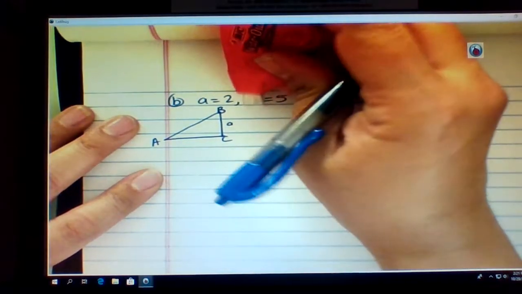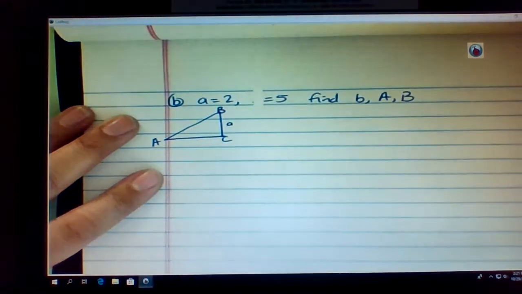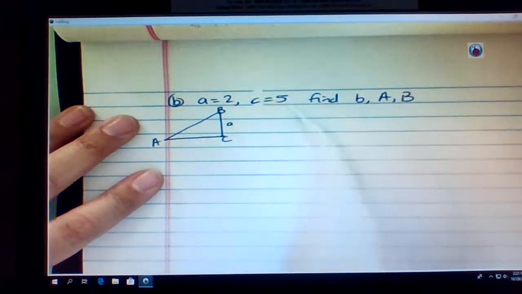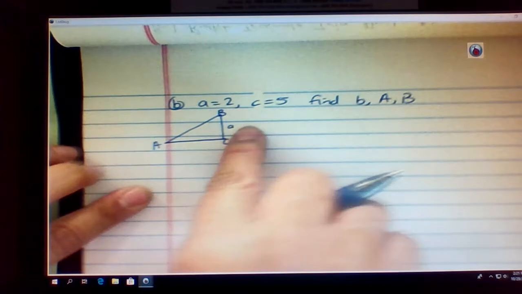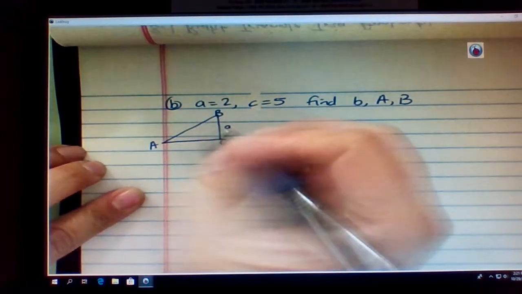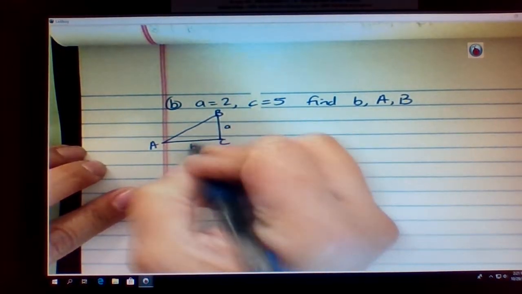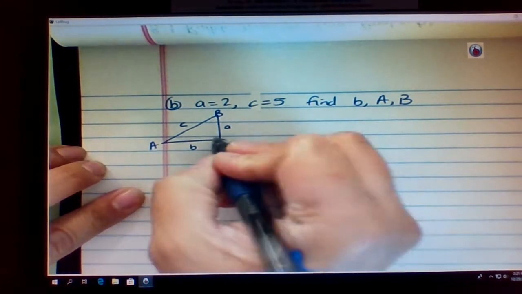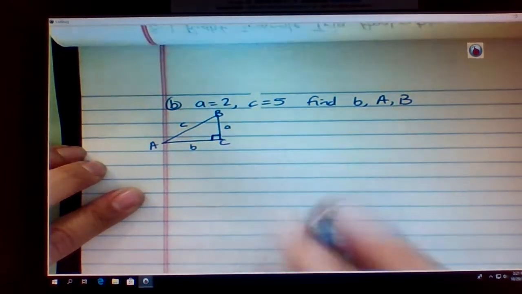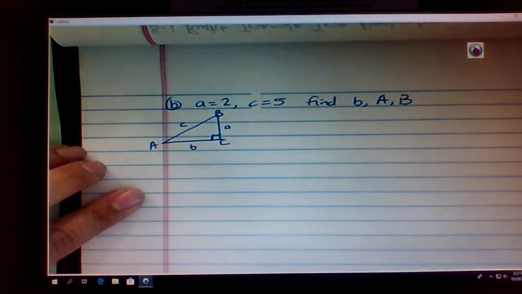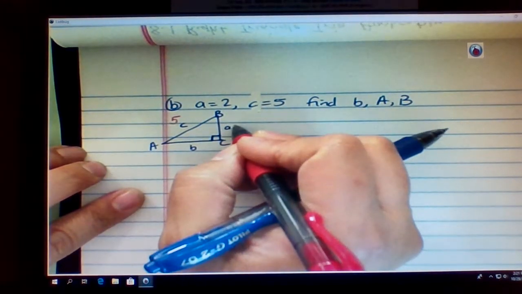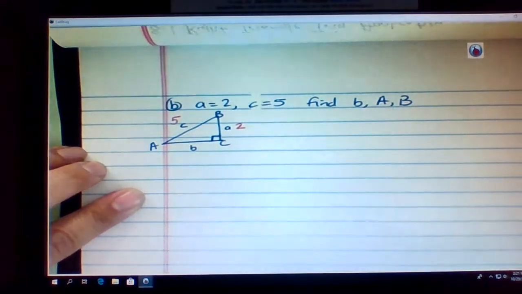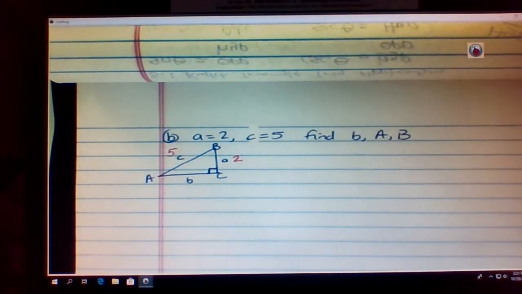So this is supposed to give you a and c. My bad. Thank you, ma'am. So that's little a, opposite of angle A. This is little b, opposite of angle B. This is little c, opposite of angle C, which is 90 degrees. C is 5. So this is 5. Little a is 2. And they want you to find little b, angle A, and angle B.